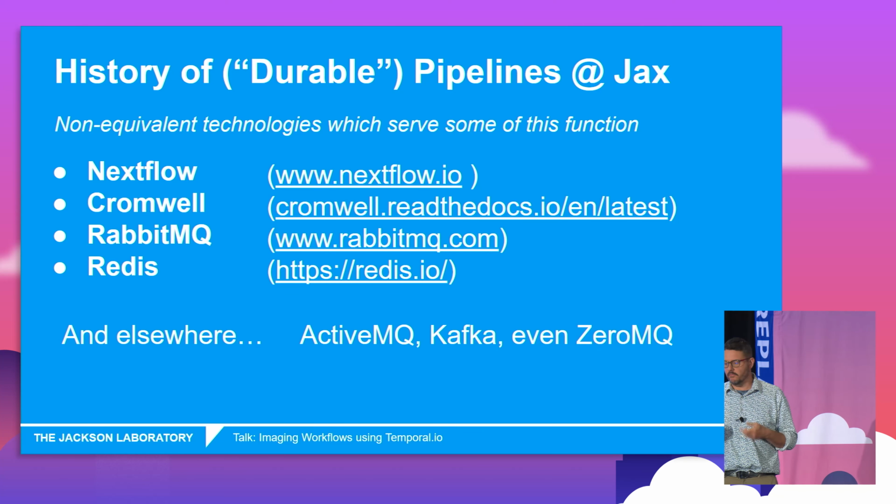And then obviously we rolled our own, built our own with RabbitMQ, Redis, the key value store, with events and things. And then in other organizations, I've also had the same problem. So using ActiveMQ and Kafka have also been another way of solving this problem.